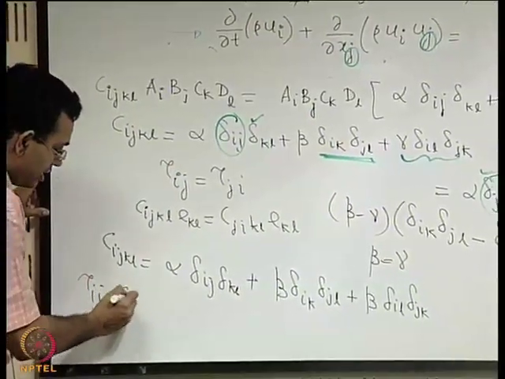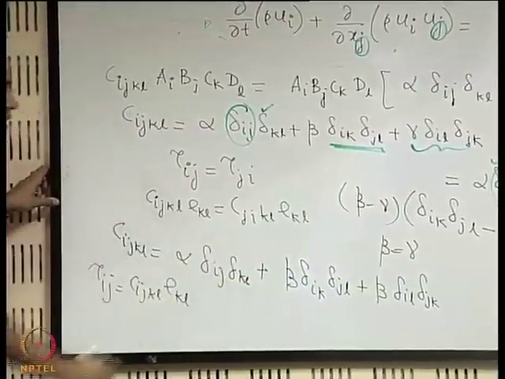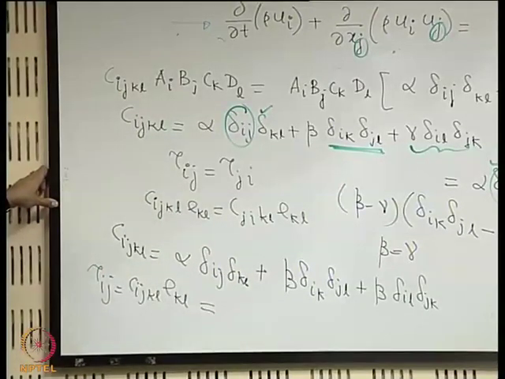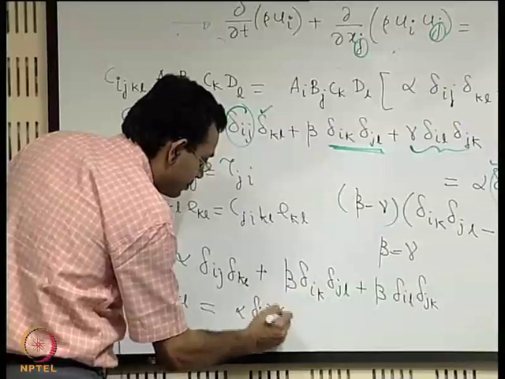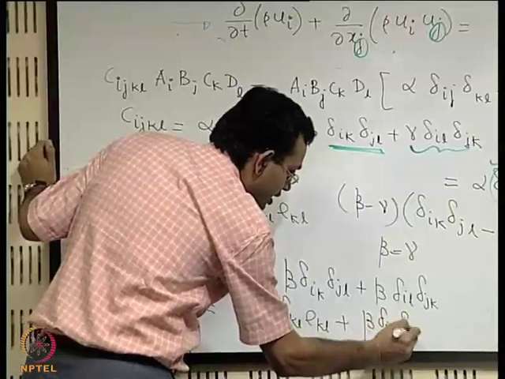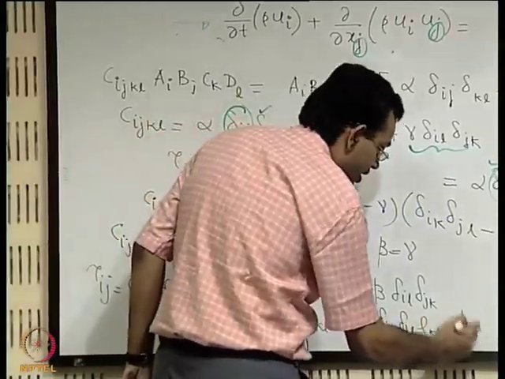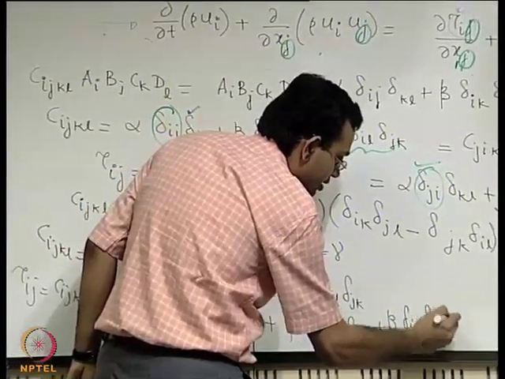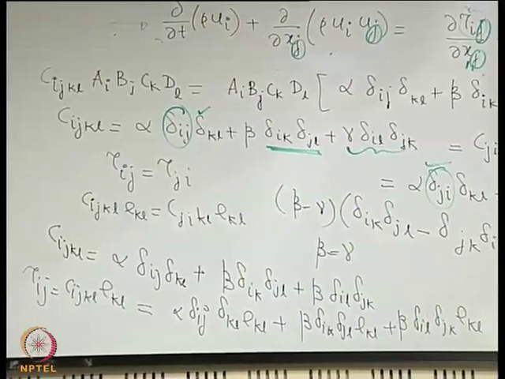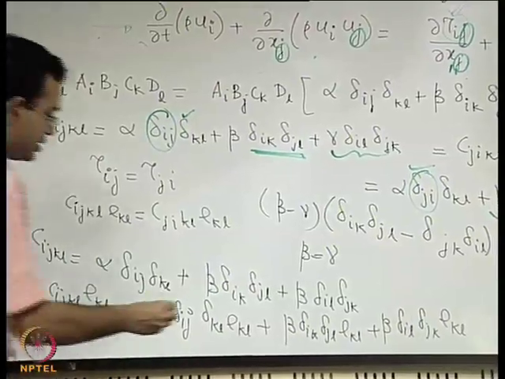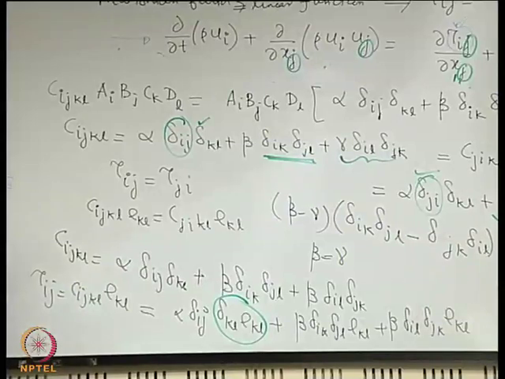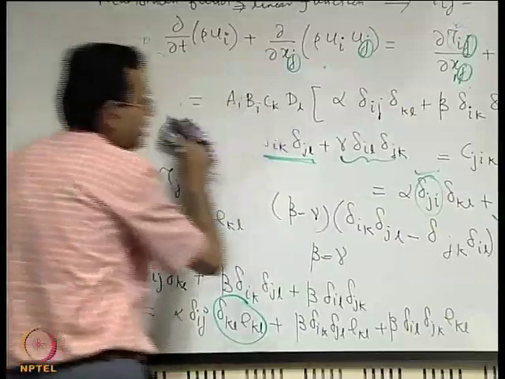So, tau ij is Cijkl into Ekl. So, we will multiply this with Ekl. So, when you multiply this with Ekl, you have alpha delta ij delta kl Ekl plus beta delta ik delta jl into Ekl plus beta delta il delta jk into Ekl. Let us now simplify these terms. This simplification is quite simple. If you consider, let us say, this term delta kl Ekl, you tell what should be the corresponding simplification. Let us erase this part and we will write the simplifications here.